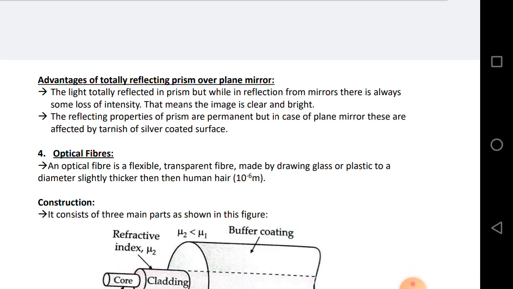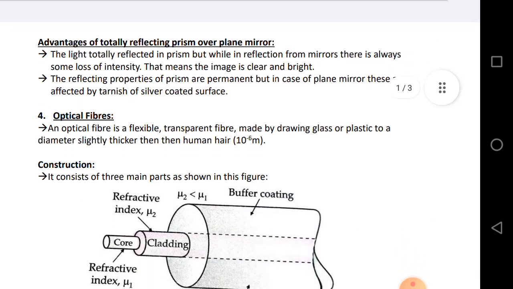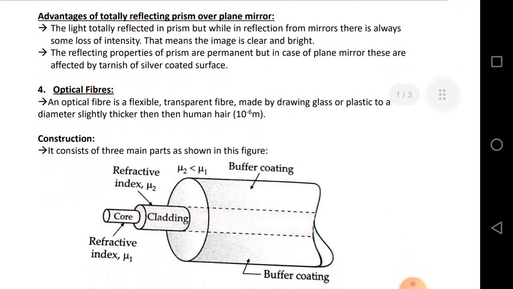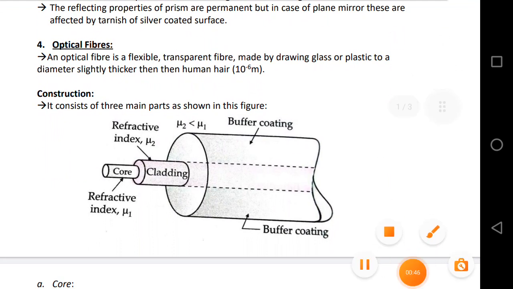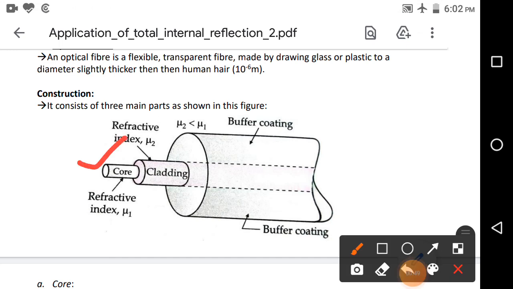Okay, then construction. The optical fiber consists of three main parts. One is the central part, that is the core, and the core is surrounded by a jacket called cladding, and both are surrounded by a protective layer called the buffer coating. So this one is the core, which has a high refractive index. Then the second one is the cladding, which has a low refractive index. Third one is the protective layer called the buffer coating.